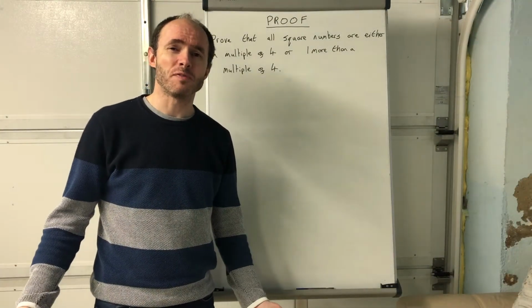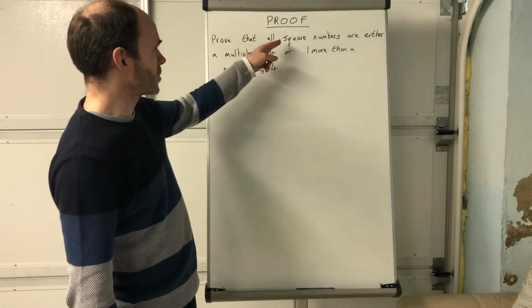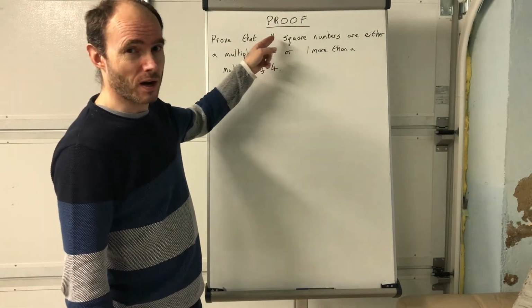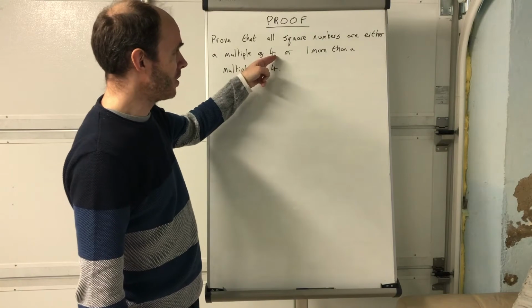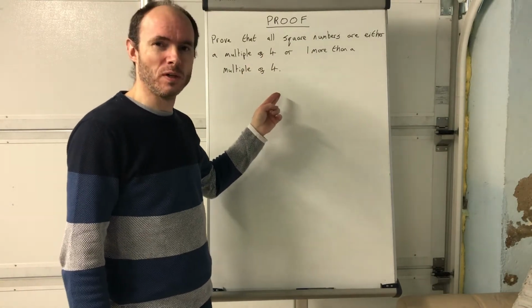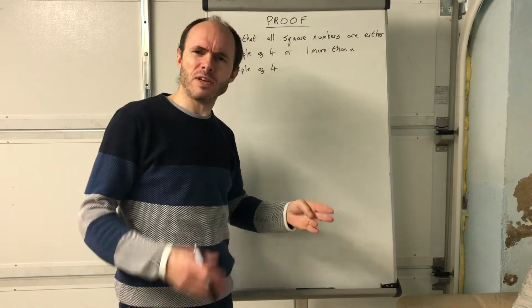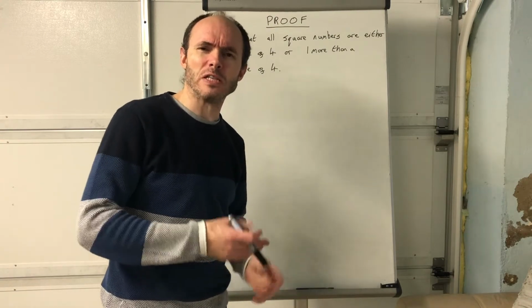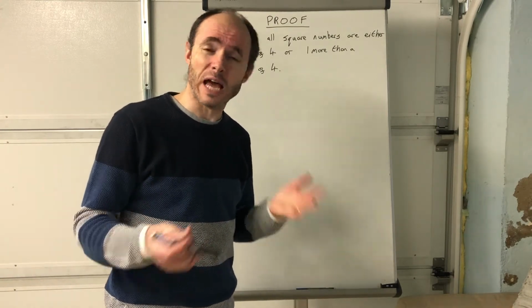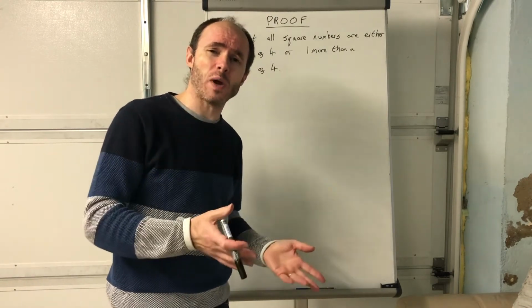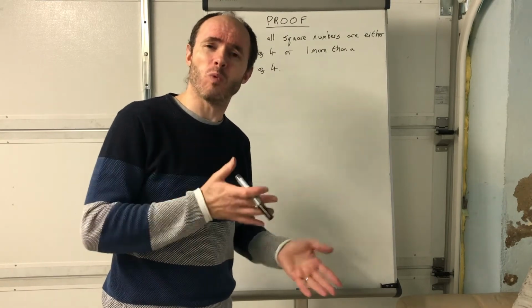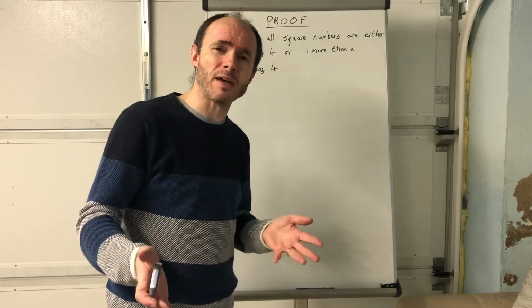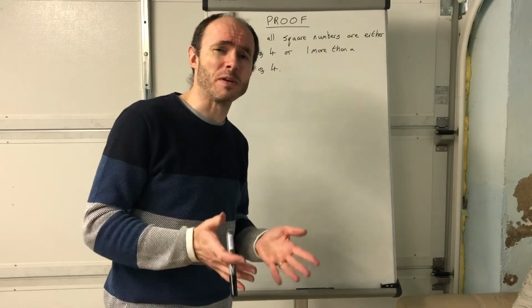So my next proof is this. Prove that all square numbers, all of them, are either a multiple of 4 or one more than a multiple of 4. Sometimes these questions are really thought-provoking, because sometimes you're introduced to things you'd never previously considered. Had you considered that before? That all square numbers are either multiples of 4 or one more than a multiple of 4?